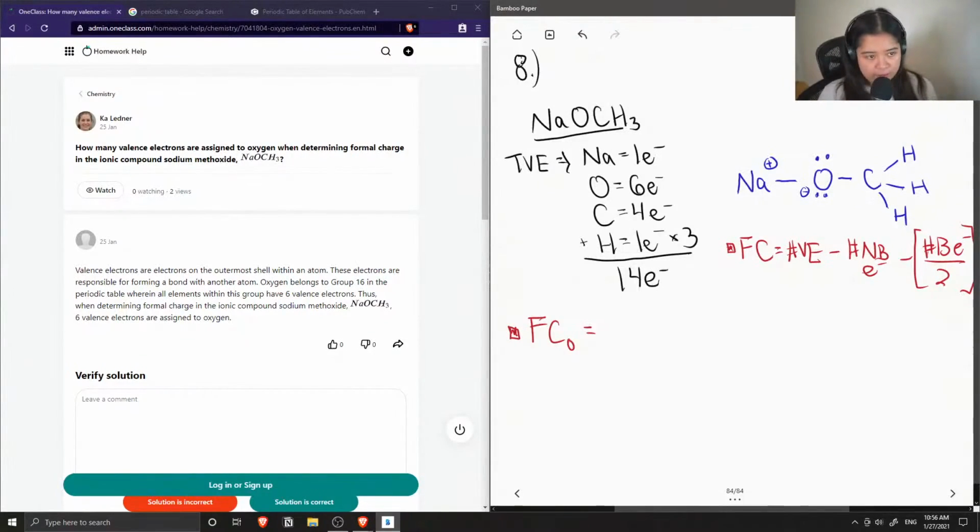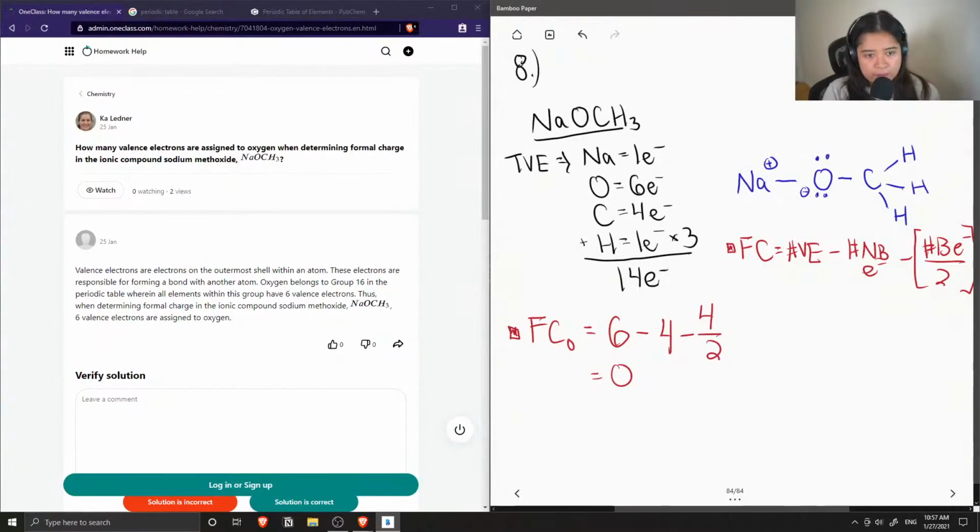But if we were to calculate it, the valence electrons in oxygen is 6. The number of non-bonding electrons, which are in the form of the lone pairs, is equal to 4. And there are 2 bonds to oxygen. So in total, we have 4 bonding electrons divided by 2. So 6 minus 4 minus 2 would give us 0.